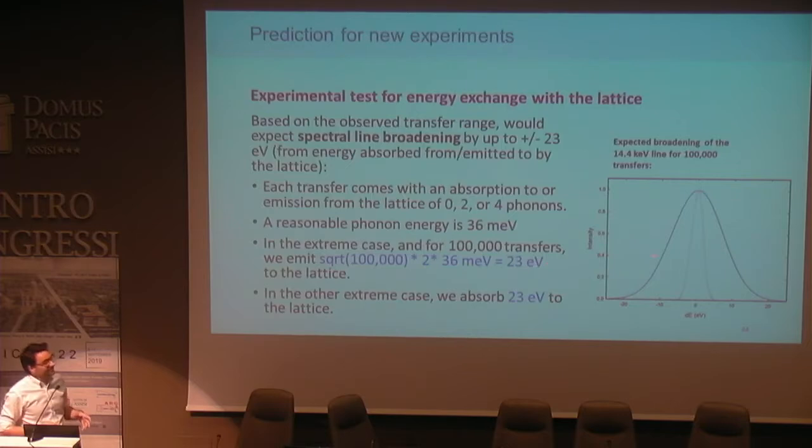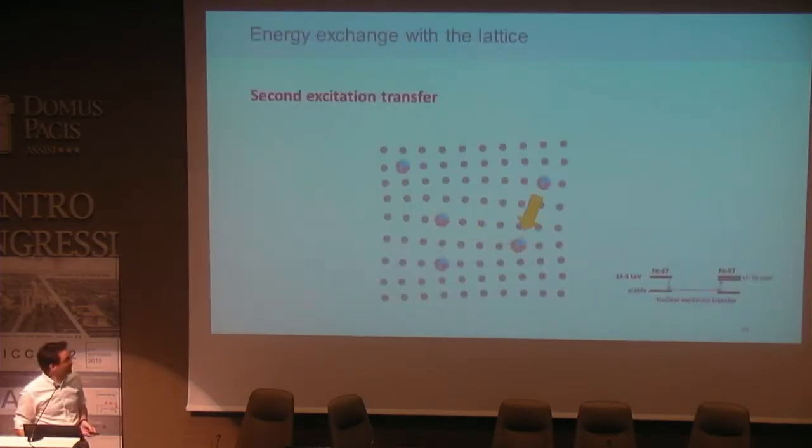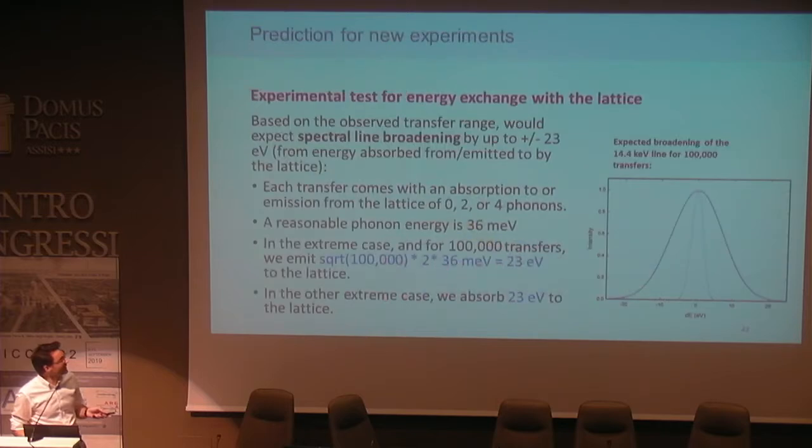So what this means in practice, again, for experiments, is that if you have this buildup of energy exchange with the lattice through these off-resonant transfers, you would expect a broadening of the emission line that you eventually measure from the 14 keV emission. It can be quite easily shown that this is on the order of a couple of eV, in our case, for 100,000 transfers in these experiments.